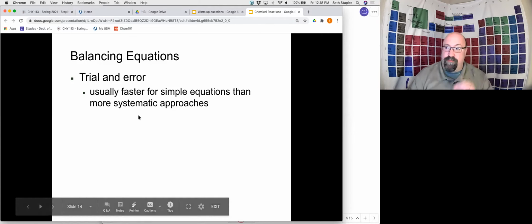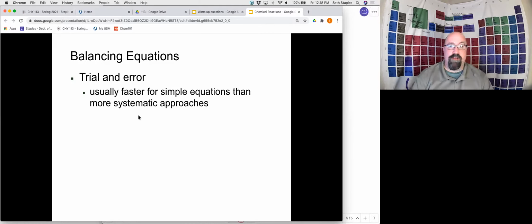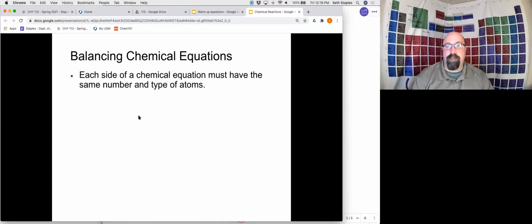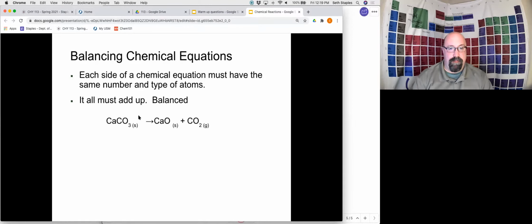Quite often, you'll also find that balancing equations is a matter of trial and error. So pick something and fix it. Pick one of the elements in there and adjust your coefficients so that it takes care of that element. See what that did to anything else in the equation, fix that, and keep going back and forth that way. And so remember that as you're doing this, each side of the chemical equation must have the same number and the same type of each atom. It has to all add up.